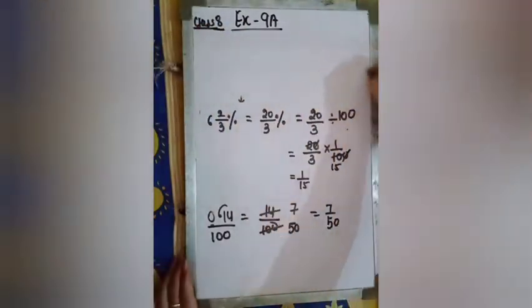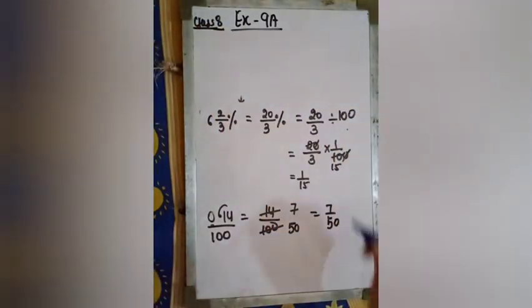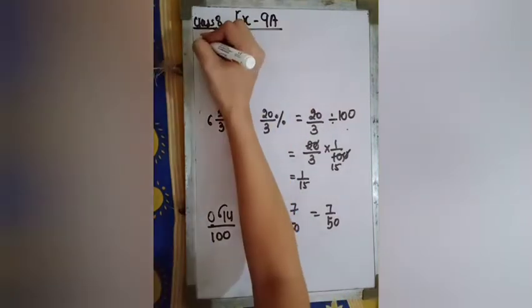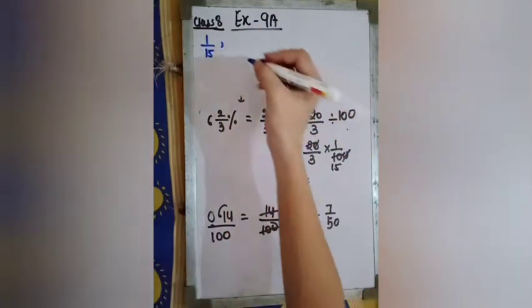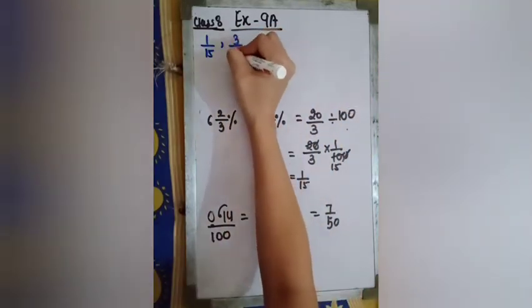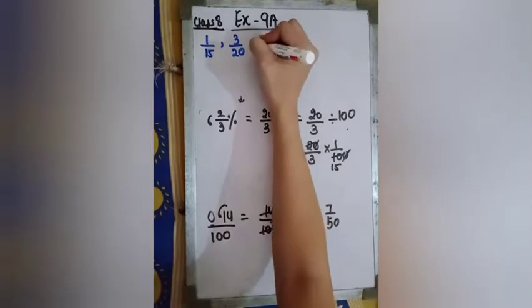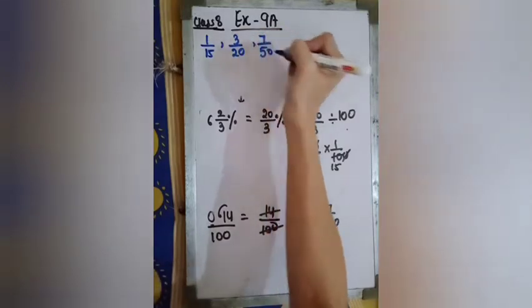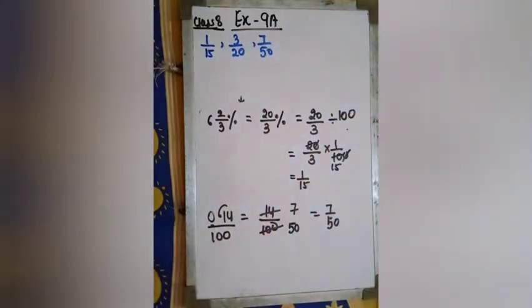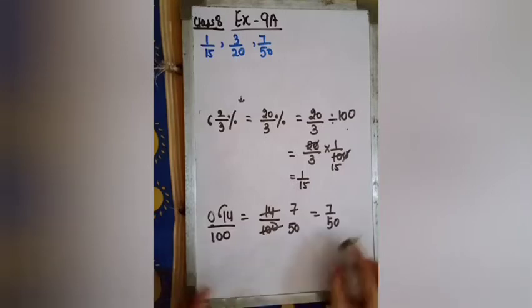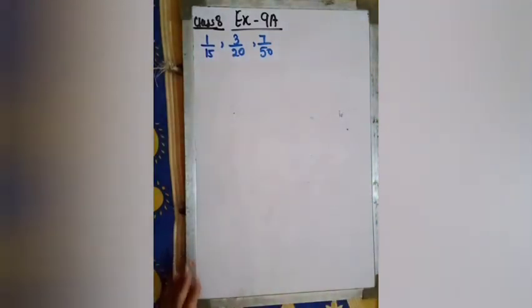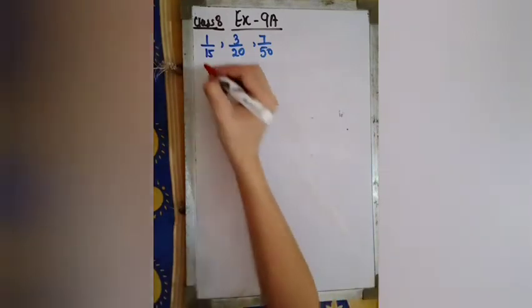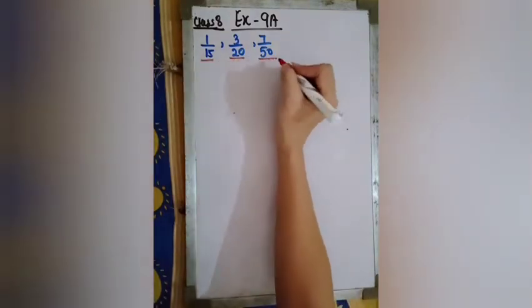See, in the place of percent we have 1 upon 15. The next number is 3 upon 20. And in the place of decimal we have 7 upon 50. Now these are 3 fractions. What can we do? We will make their denominators equal.